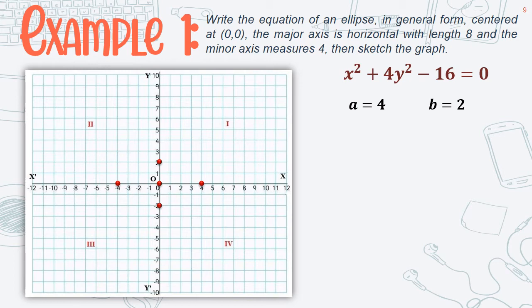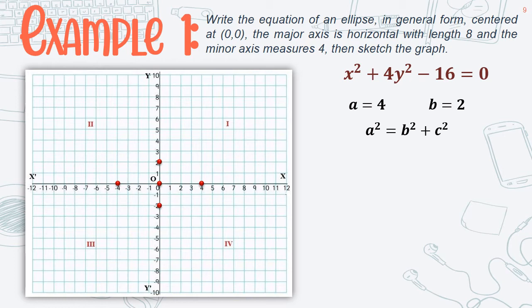We can use the Pythagorean theorem. Now, if you can still remember, the Pythagorean theorem is C squared is equal to A squared plus B squared. But when it comes to ellipse, again, the longest segment among the 3 segments is A. Therefore, for ellipse, we apply A squared is equal to B squared plus C squared. Because again, A is the longest segment among the 3 segments.